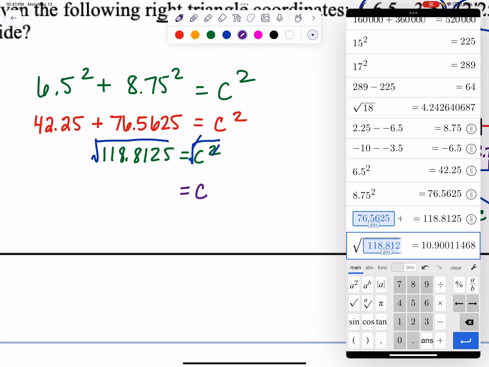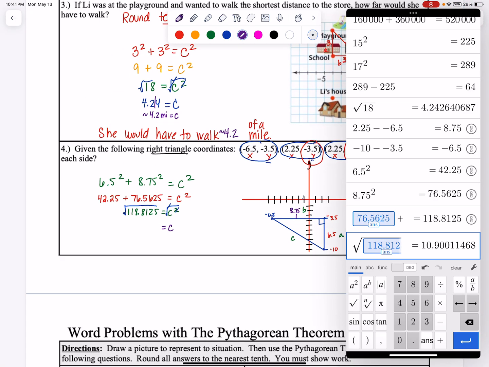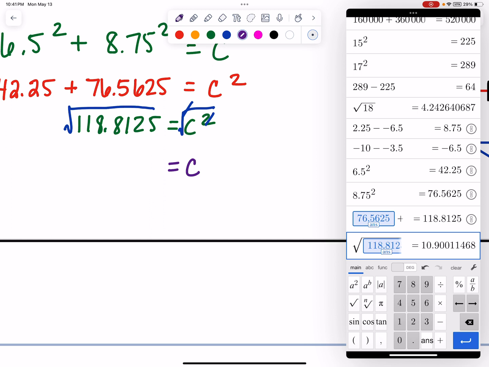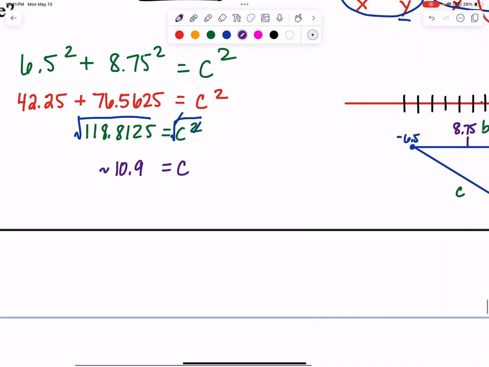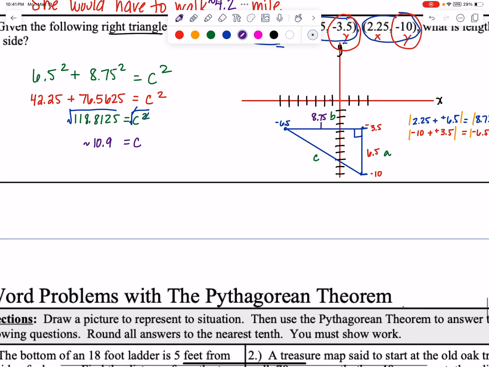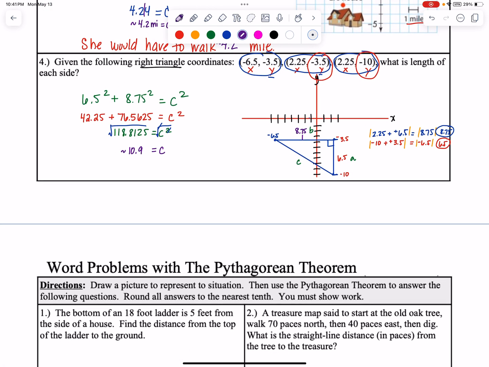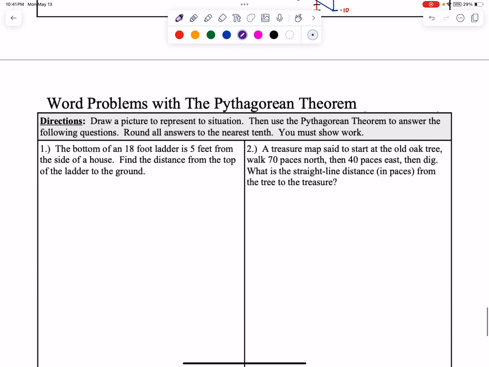Okay, so the square root of the answer, and we're going to have to round this, is about 10.9, because then it goes 0, 0, 1, 1, 4, 6, 8. It looks like an irrational number. Okay, so we'll say about 10.9, and there we go. So that's what C is. Okay, and you can see you would never be able to count that on your own. You'd have to use the Pythagorean theorem.